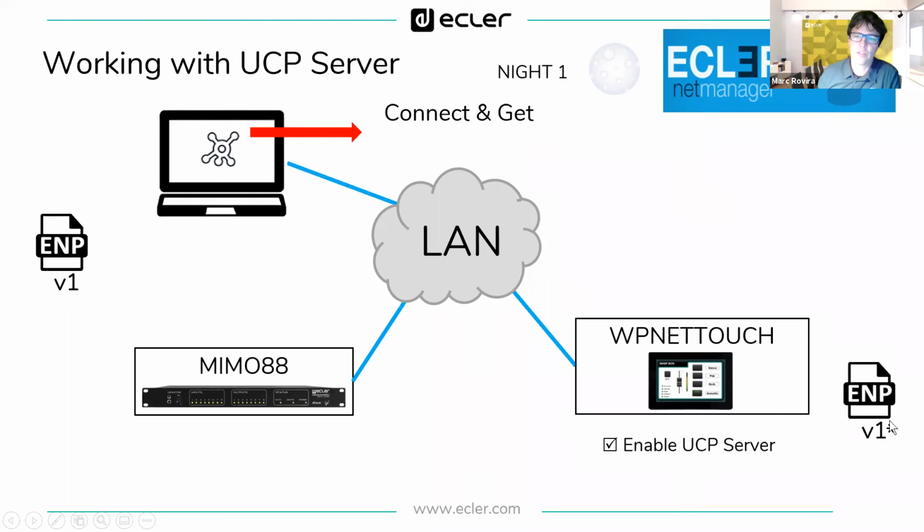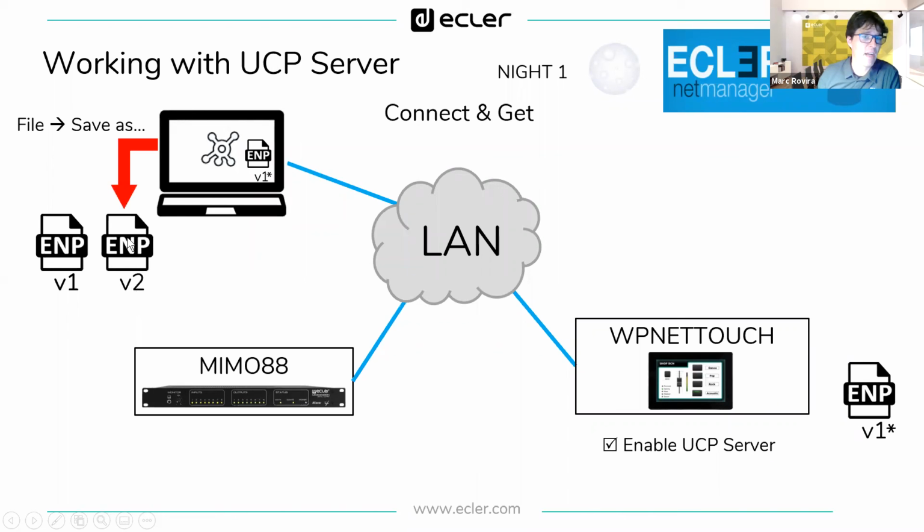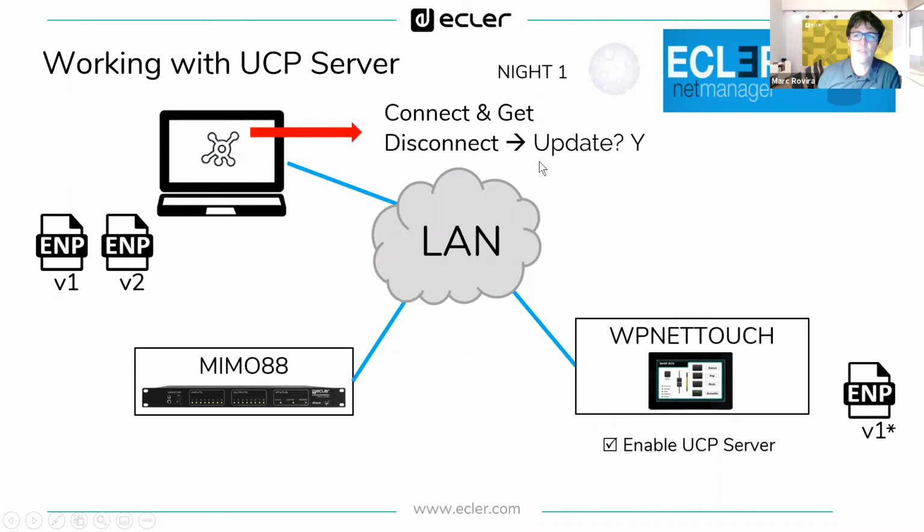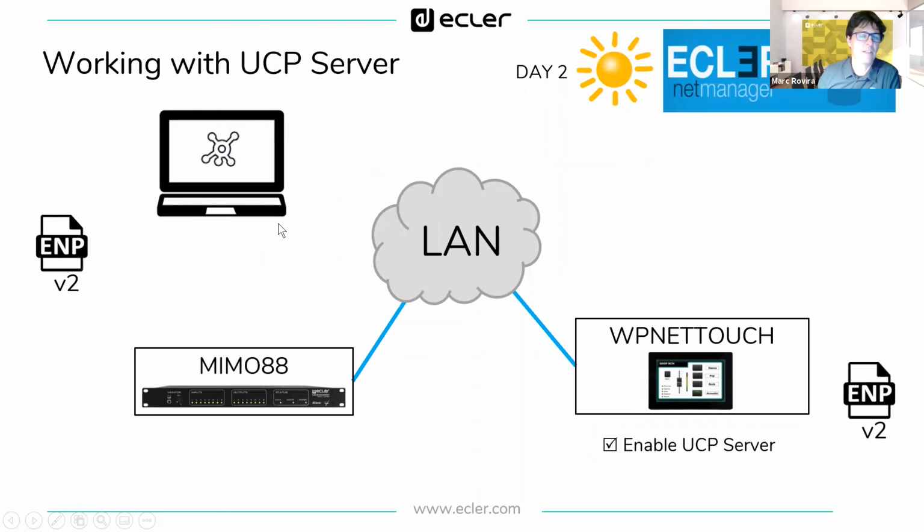Let's say you want to use the one that is already in the WP Touch, in the UCP server in this case. So you get this file, you work on it, you make the changes that your customer needs, and once you're finished, first you save a backup file, which you can call version 2, and you say, okay, now I disconnect because I'm finished. And this version 2 file is updated here when I say update yes, and I can go. Okay, so it's the process.